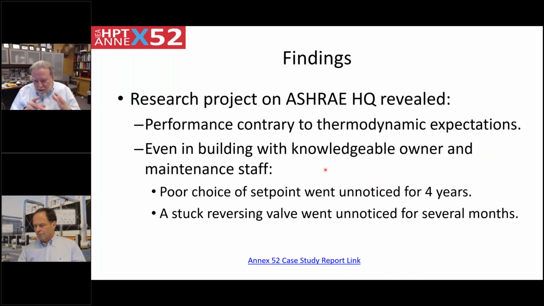So very quickly, we found that the performance was contrary to thermodynamic expectations, right? And even though we had a very knowledgeable owner and maintenance staff, there were still some issues that weren't resolved quickly.